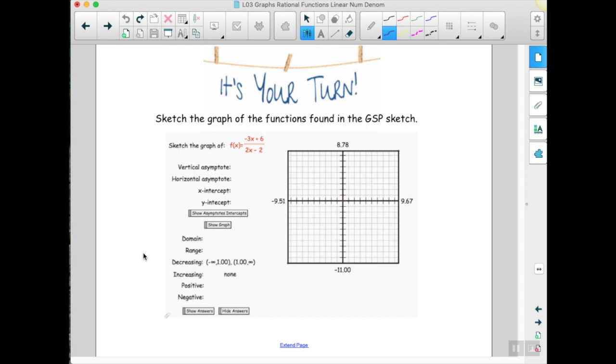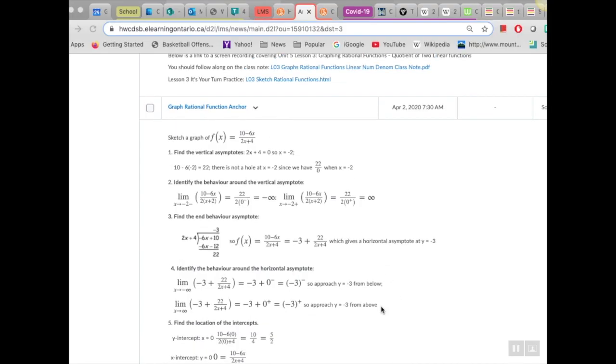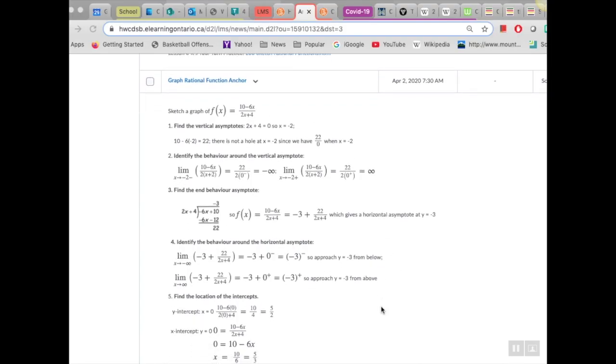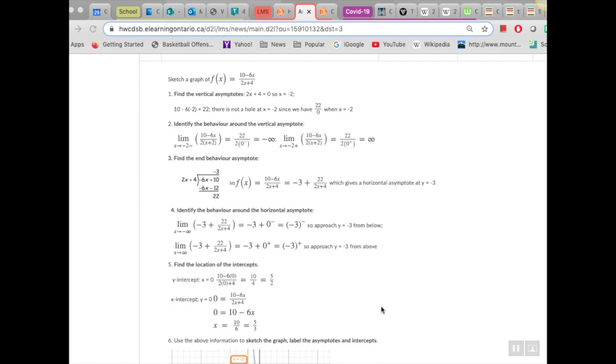I have, let me see if I can find that. I'm just going to pause for a sec. All right, so I have posted a graph anchor here. And this anchor is just showing you what you need to do.